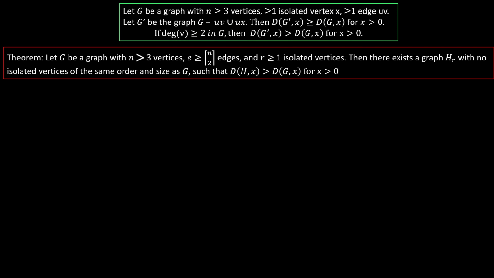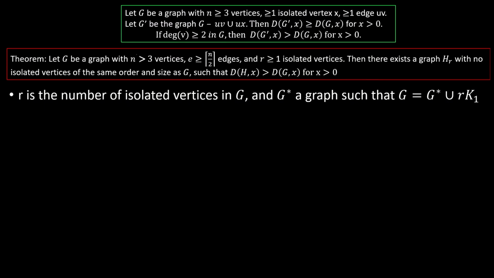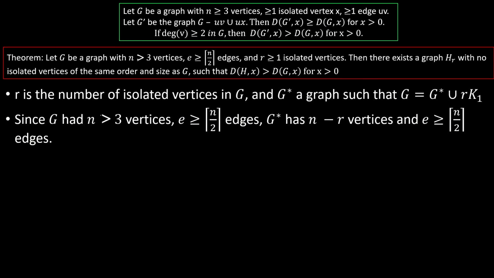To prove this theorem, remember that r is the number of isolated vertices in our graph, and let G star be the subgraph formed by all the non-isolated vertices in G. Since G had at least the ceiling of n over 2 edges and n vertices, G star has n minus r vertices and the same number of edges as G. Next, we want to show that some vertex in G has degree at least 2.